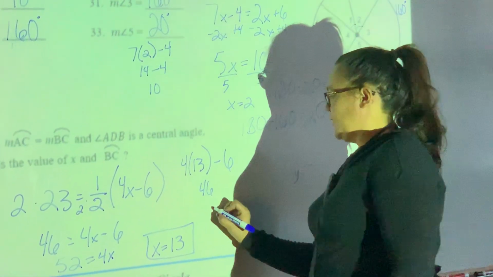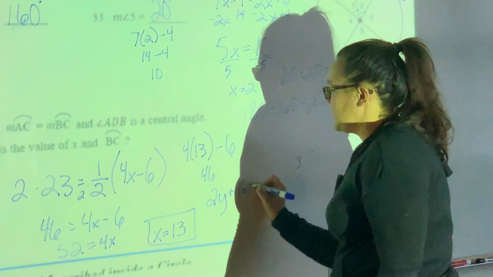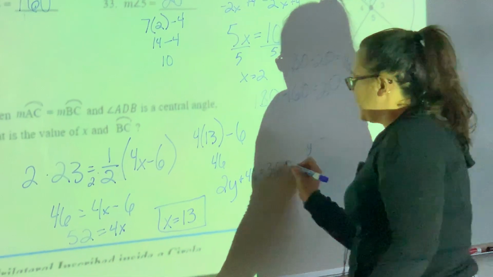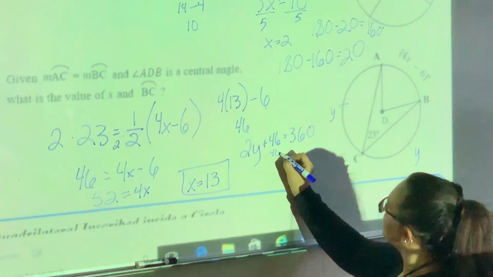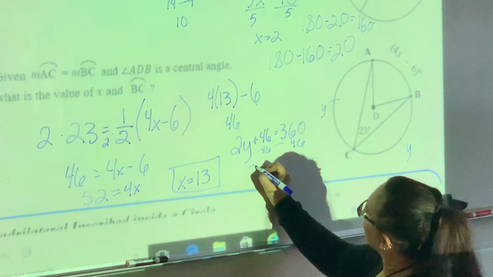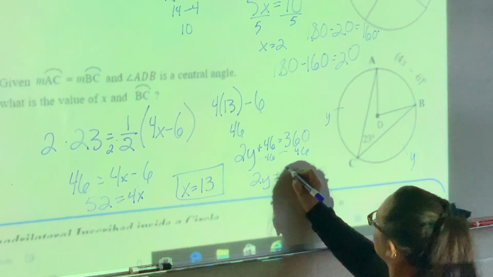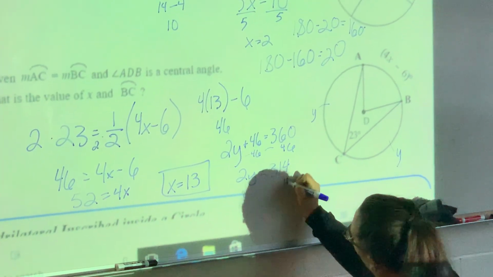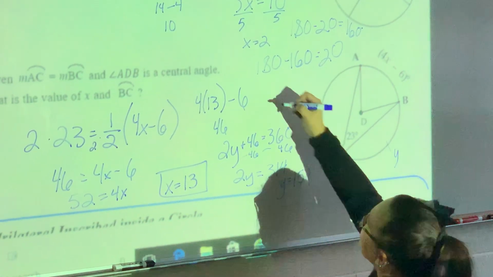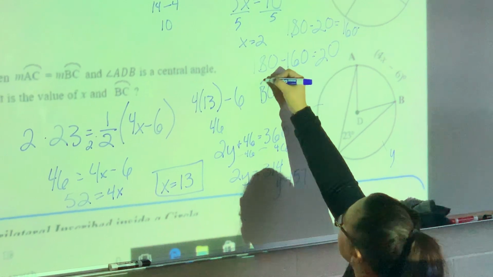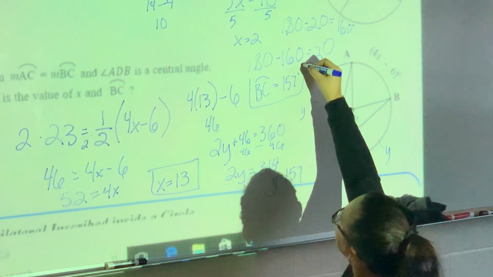So we have y plus y, so 2y plus 46 will equal 360. So when I subtract this 46, we have 2y equals 314. y equals 157, which means that BC equals 157 degrees.